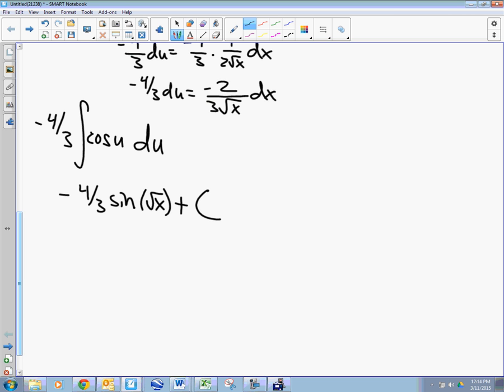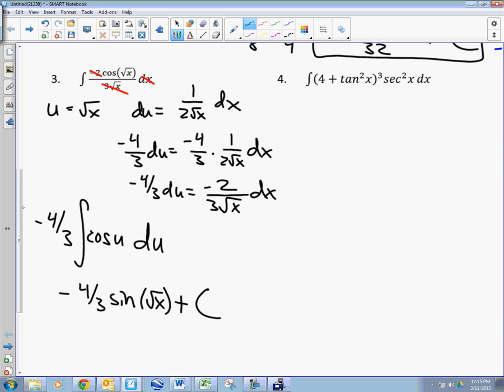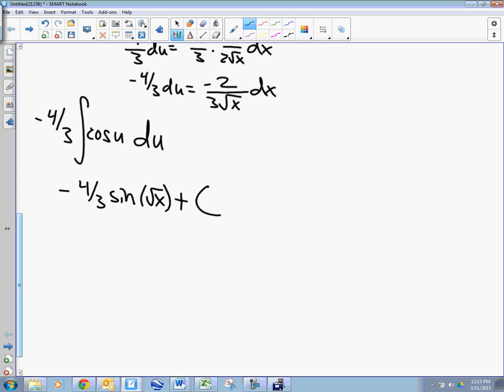What do you think? Which part? Tell me where. Right here? So I got the negative 4 thirds right there. The du right there. I crossed off the negative 2, the 3 roots of x, and the dx. So I just have to replace cosine, which is there. It says square root of x. That's u. The antiderivative of cosine is sine.